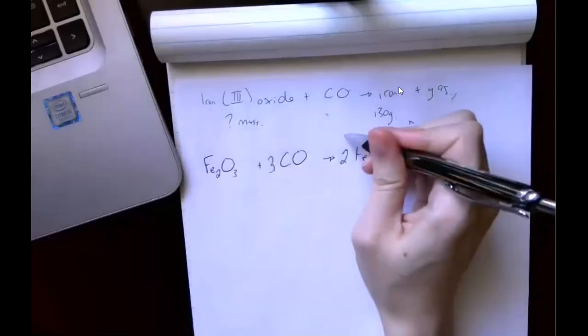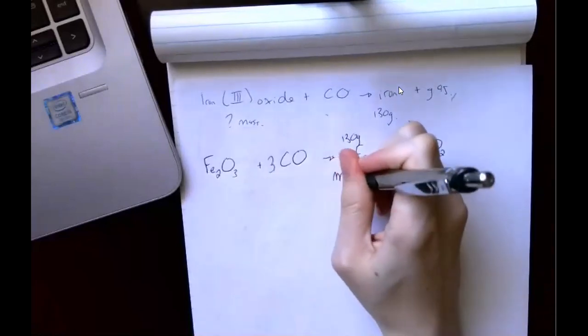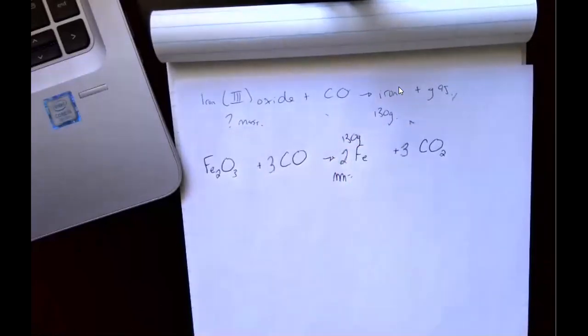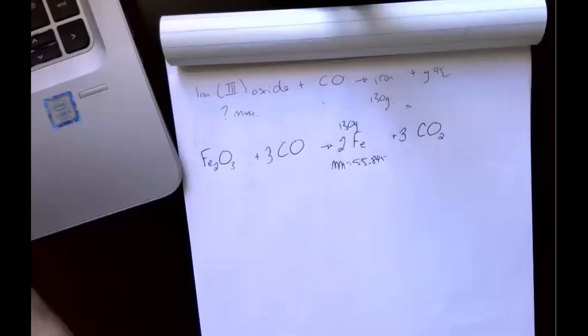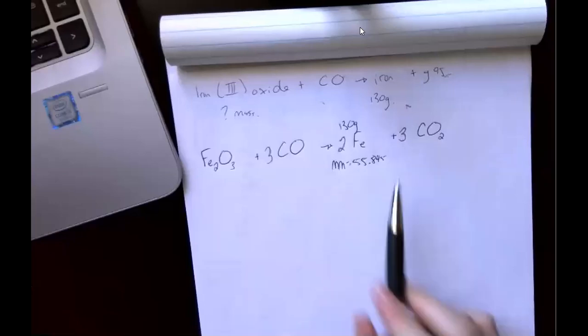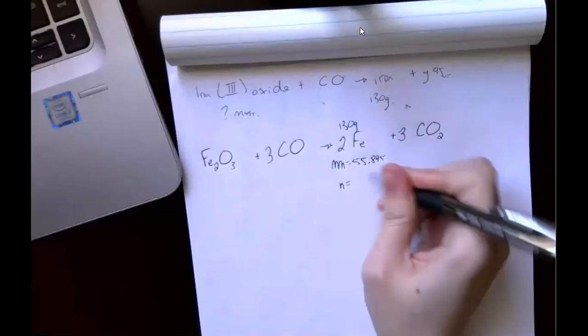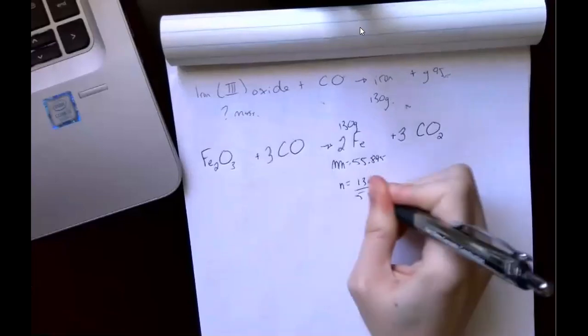I was then given the 130 grams of iron, which means I have to figure out what the molar mass of iron is, and that will just be reading it right off the periodic table. Okay, so iron has a molar mass of 55.845. So now I'm going to solve for moles equals mass over molar mass.